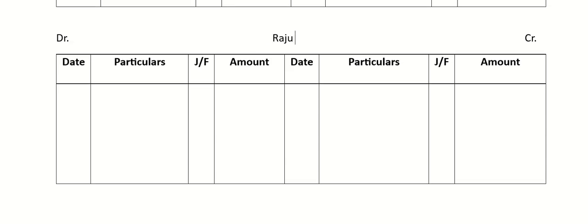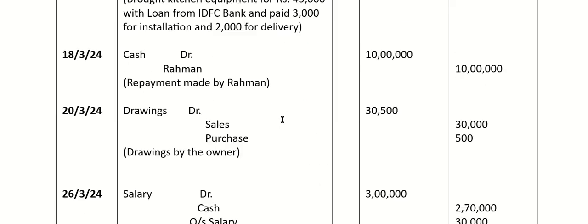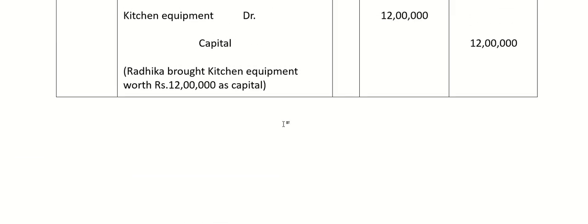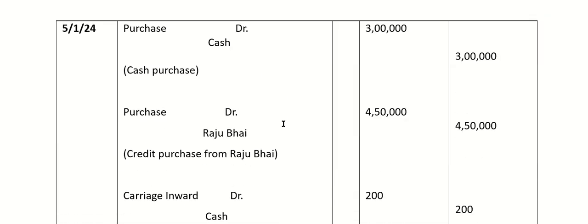Now our question is how many rupees we have to pay Raju right now. By this account we will easily find it. I will show you how to do that. Just go through the transactions from the very beginning and see wherever Raju is mentioned. Okay, the first day Raju is mentioned is here. The purchase account referred to Raju on 5/1/2024. Remember, first you have to prepare a purchase account. In the purchase account, on the debit side, you have to write Raju.